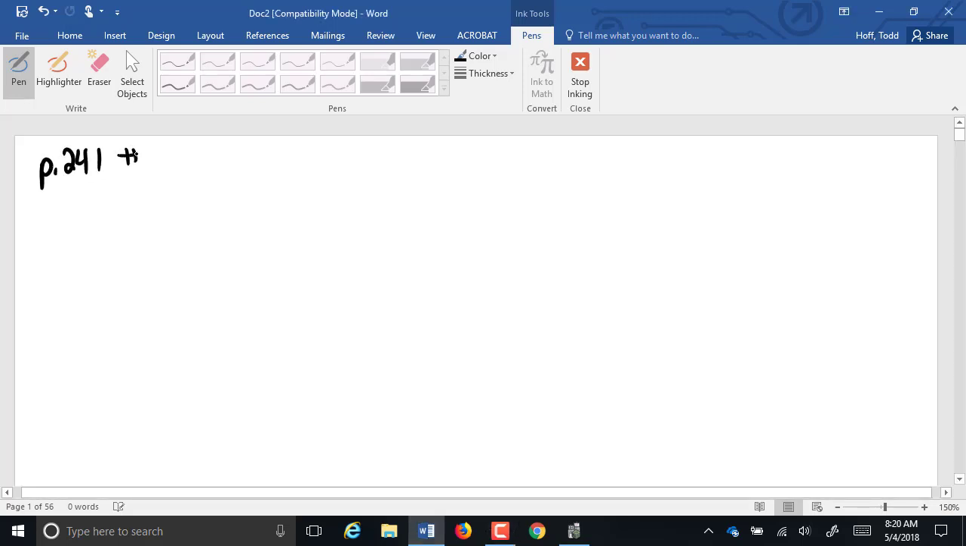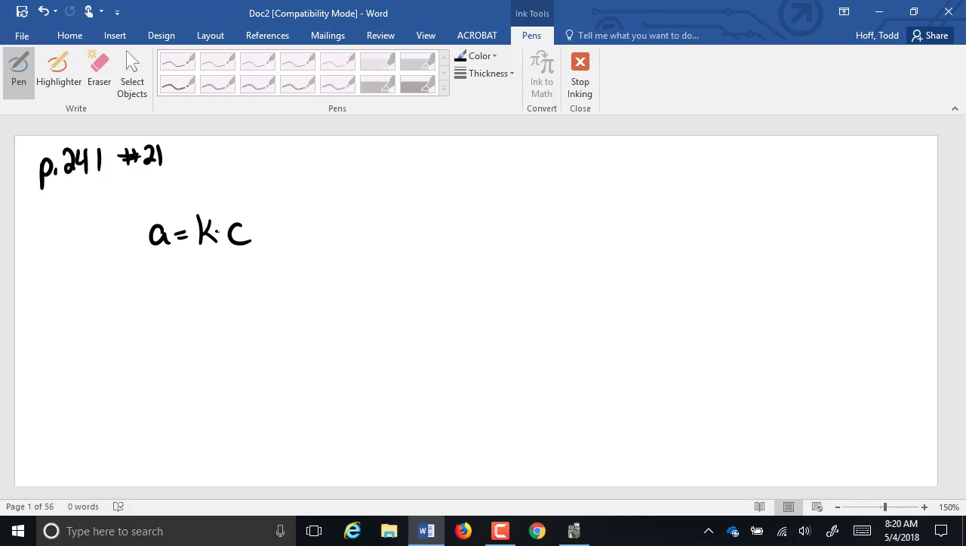Page 241, number 21. Let's see. Absorbency varies directly with the concentration of an unknown substance. So absorbency varies directly with concentration. So A equals K times C. I'm just using A for absorbency as Y and C for X.